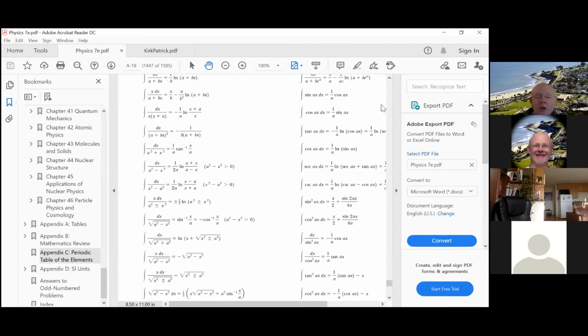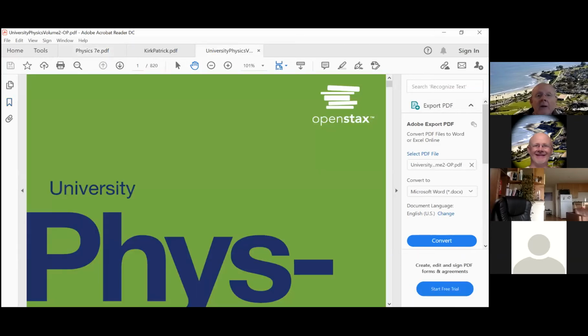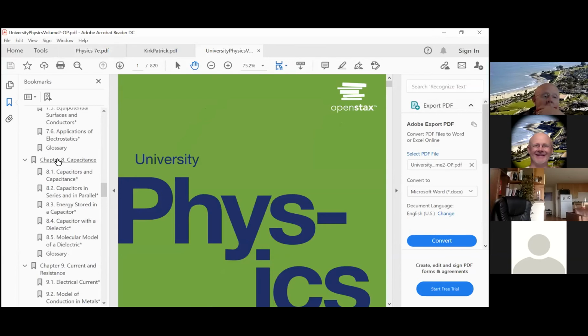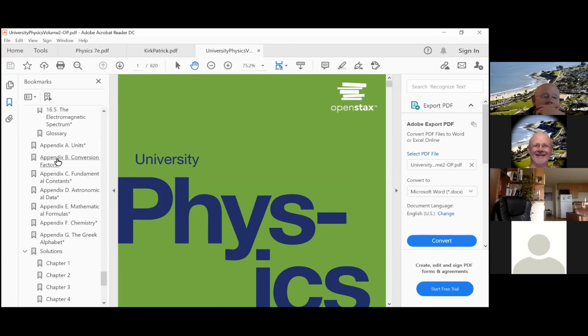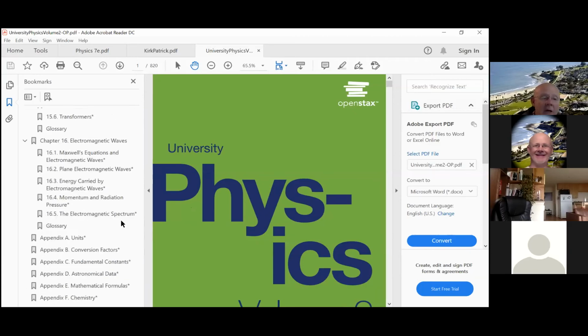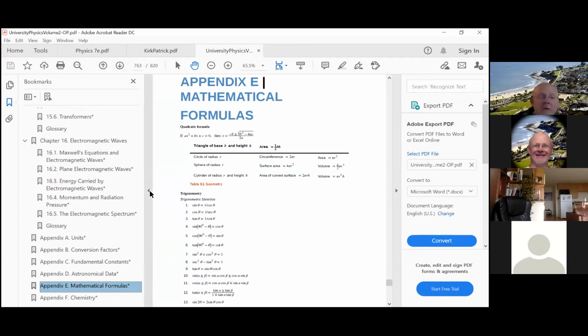I'm kind of curious by myself. If I go to the OpenStack book and scroll to the back, what does it say there? I thought I saw an appendix that said math. Now, Appendix E does have math formulas.